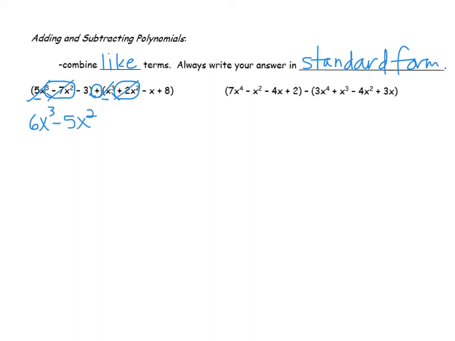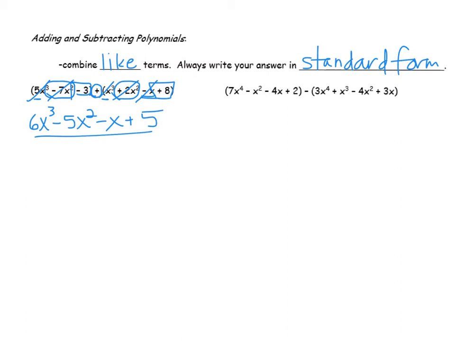I notice there isn't a linear term in the first polynomial, but there is in the second polynomial. So we would do minus x since we're adding them together. Last but not least, our constant, negative 3 plus 8, gives us positive 5. That's written in standard form.